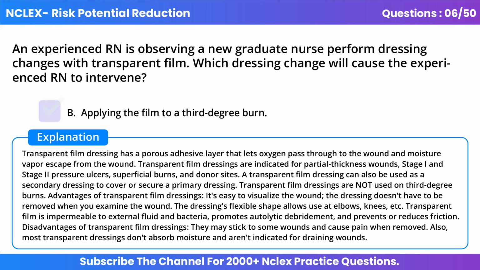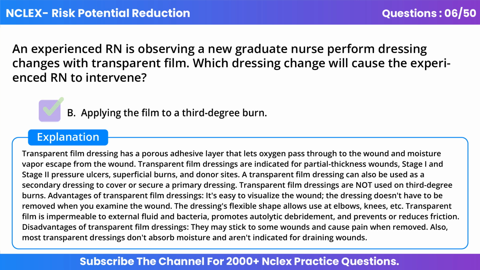Transparent film dressing has a porous adhesive layer that lets oxygen pass through to the wound and moisture vapor escape from the wound. Transparent film dressings are indicated for partial thickness wounds, stage I and stage II pressure ulcers, superficial burns, and donor sites. A transparent film dressing can also be used as a secondary dressing to cover or secure a primary dressing. Transparent film dressings are not used on third-degree burns.